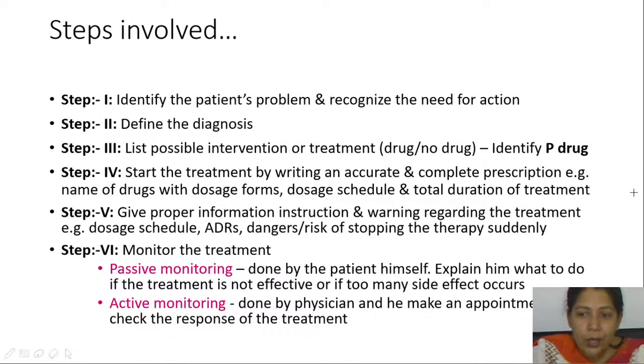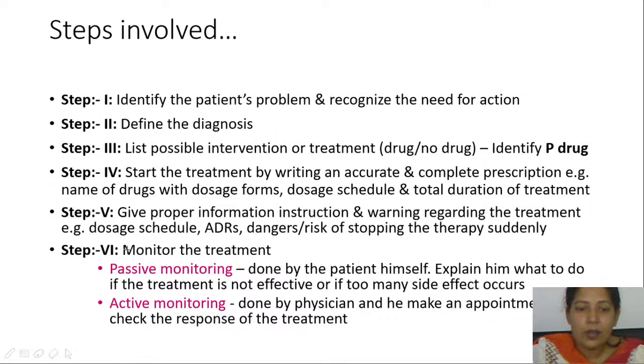Now once you have identified your P drug, the 4th step is to start the treatment by writing an accurate and complete prescription with name, dosage form, dose schedule, and duration of treatment. Fifth step is to give proper information, instructions and warnings regarding the treatment to the patient. That means you explain to the patient the dosage or the frequency of use, the adverse drug reactions, if there are any dangers or risks of stopping the therapy suddenly. You explain all that to the patient to improve adherence. That also forms part of good prescribing.